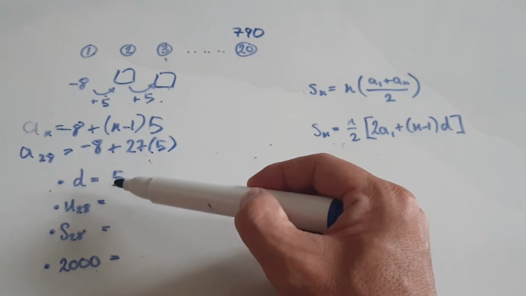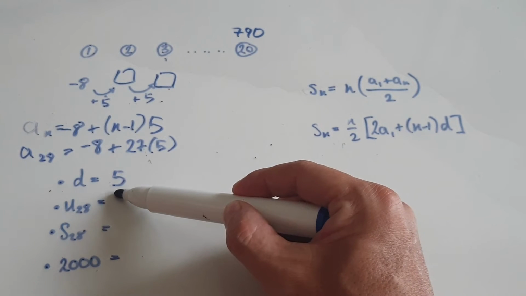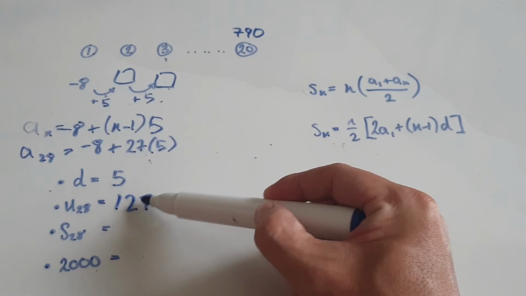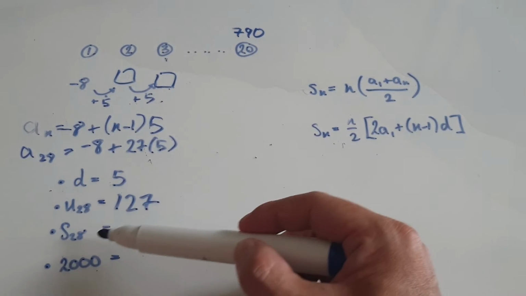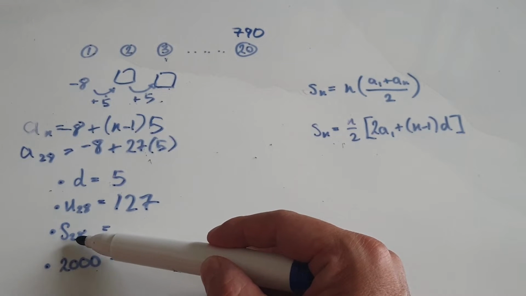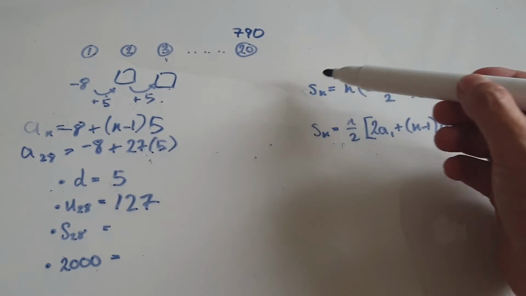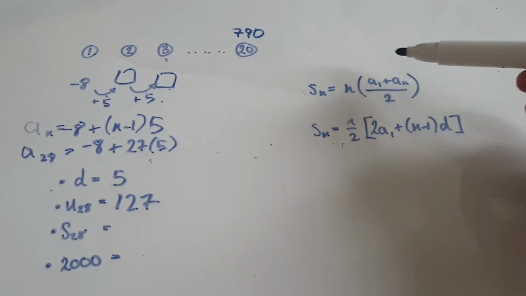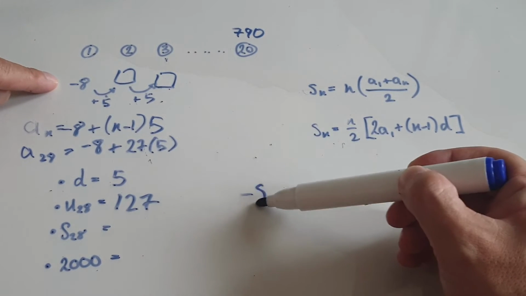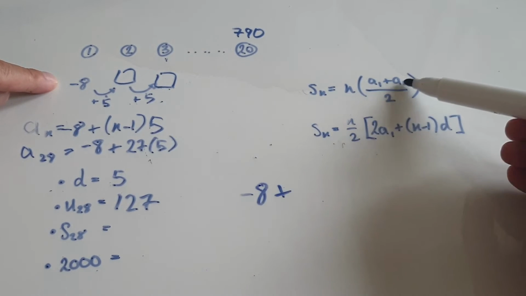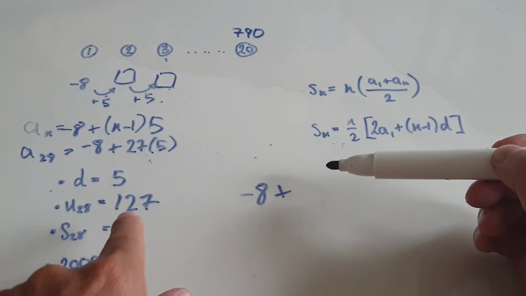So 27 times 5, that I did on the calculator earlier, and it comes to 127. Okay, double check on that, I might be wrong. And then if you want to sum up the first 28 terms, you can use this formula here. It says that if you get your first term, which is -8, and then add it to A28, which we just worked out.